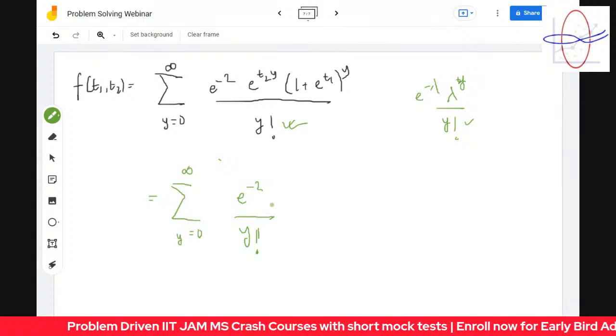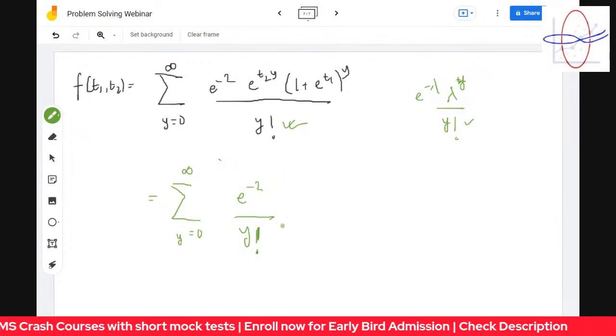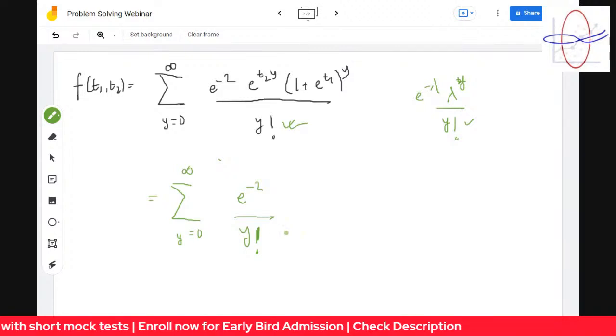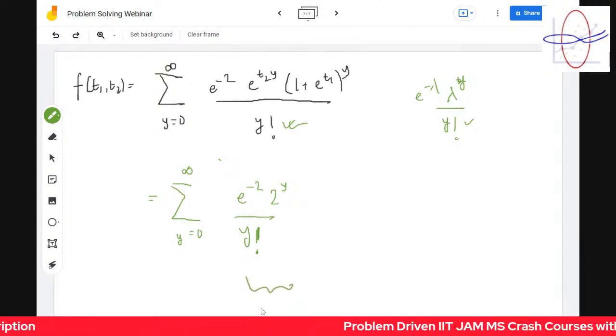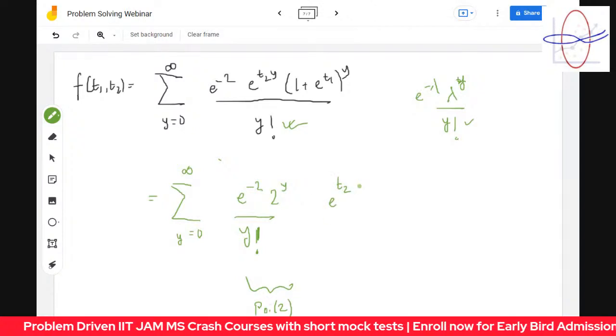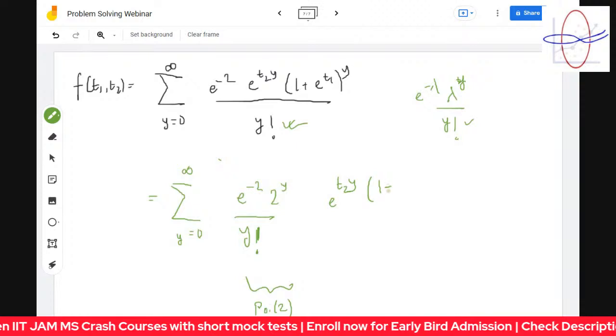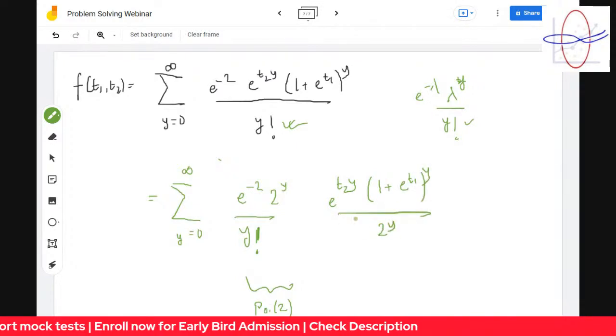It will be minus lambda. So t2y will not be here. If you divide by 2 to the power y and multiply by 2 to the power y, you get the Poisson 2 as Mansi has told, and you divide by Poisson 2, so you get e to the power t2y by 2 to the power y. Now how do you do this?